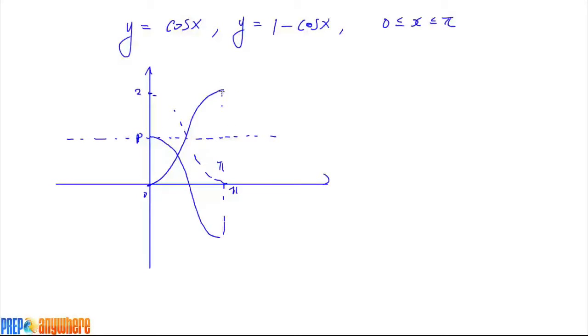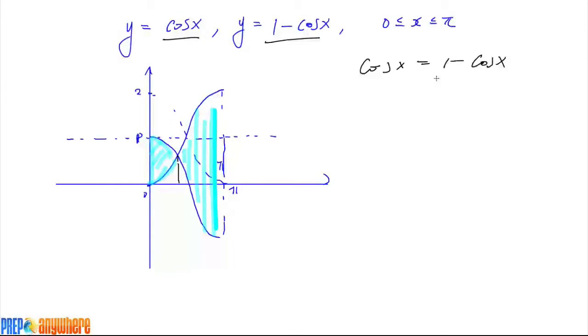So you can see we're talking about this area here and this area. So how do you set this up? We first need to find their intersection point. For that, you make these two equal to each other.